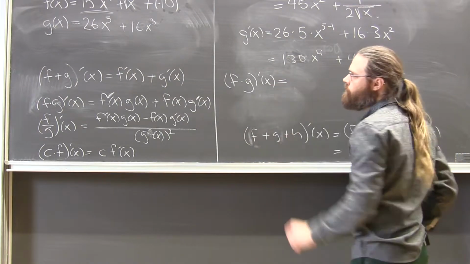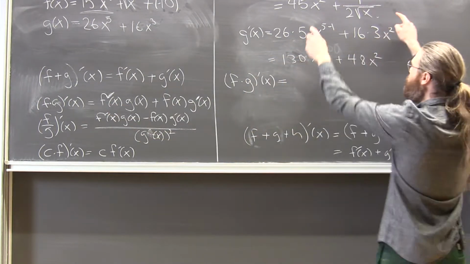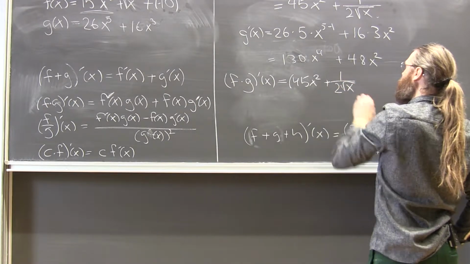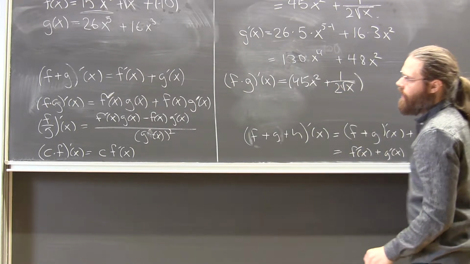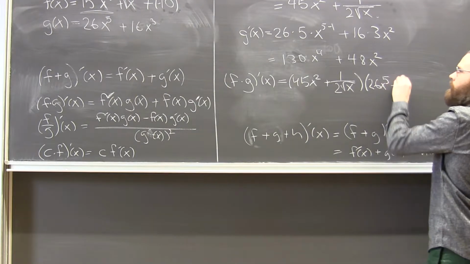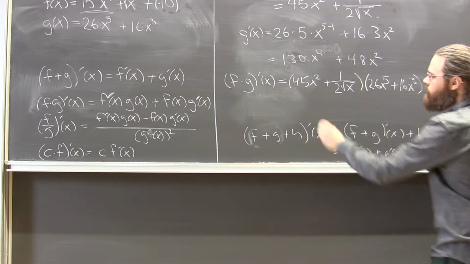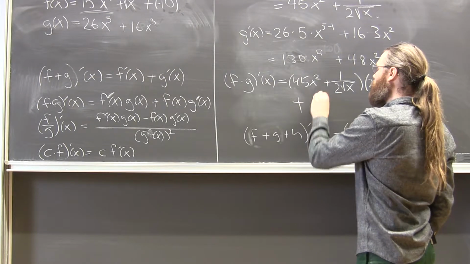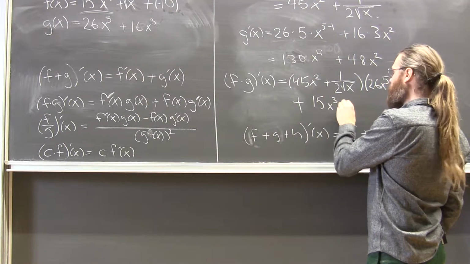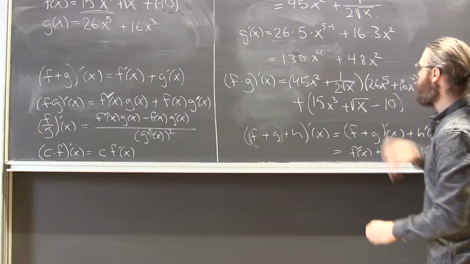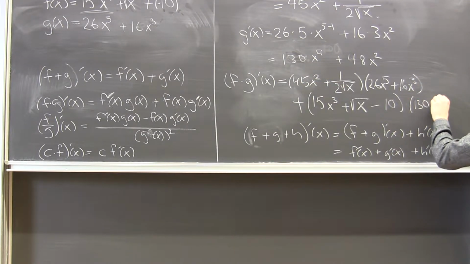Well, we should just use this rule, right? We should take the derivative of this, which is this, 45 x squared plus 1 over 2 square root x, times g, not differentiated, 26x to the power 5 plus 16x cubed, plus, where we leave f as it was, 15x cubed plus square root x minus 10, times the derivative of g, 130 x to the power 4 plus 48 x to the power 2.